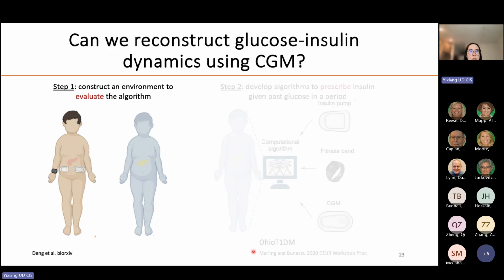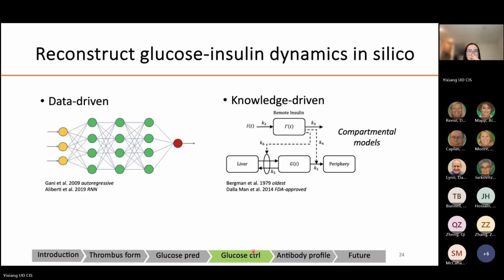So let's first focus on the first step of constructing the environment, specifically glucose-insulin dynamics, using only the CGM data. Currently, popular methods of reconstructing these dynamics can be divided into, for example, data-driven models using autoregressive models or recurrent neural networks, and others that fall into the category of knowledge-driven models, which abstract our body into compartments. These compartment models are actually represented by ordinary differential equations.